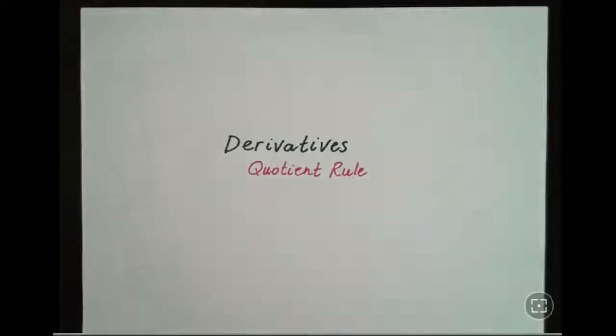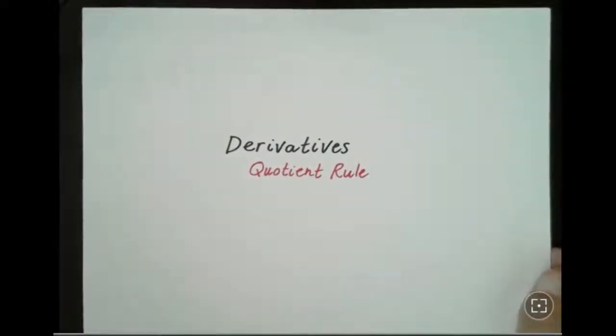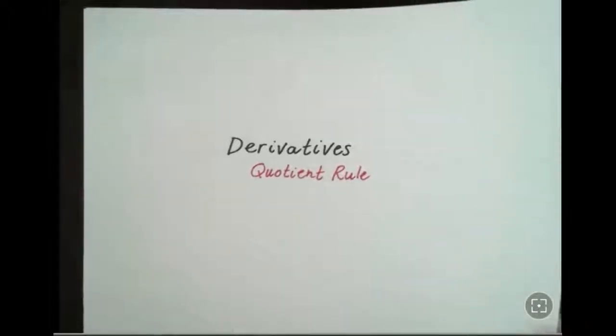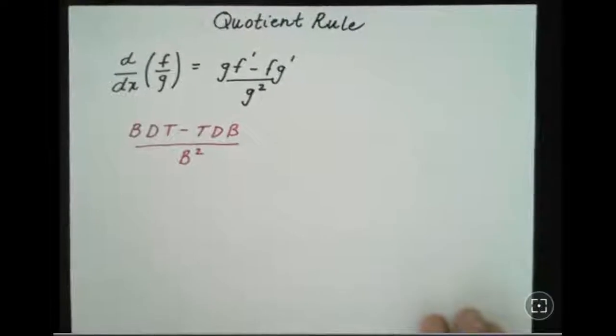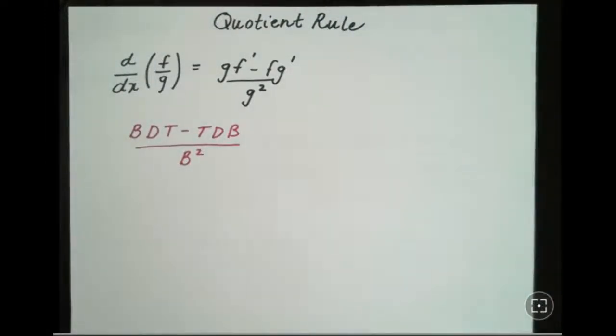Hey everybody, welcome to derivatives, basic derivatives rules. This is the quotient rule, okay? Probably the second most common derivative that we've taken so far. So we've done the product rule, we've done the power rule, and now on to the quotient rule. Well, the product rule deals with multiplying two functions, but what if we divide two functions?